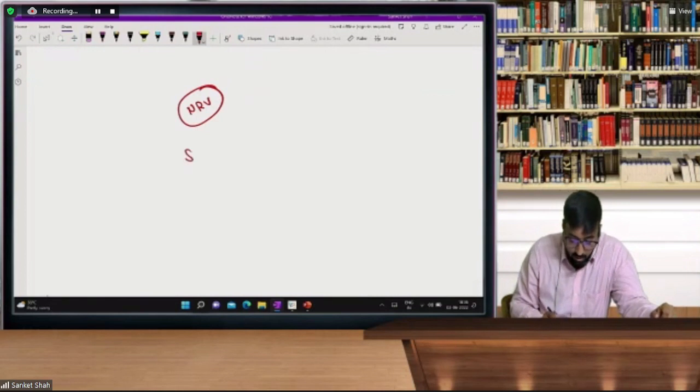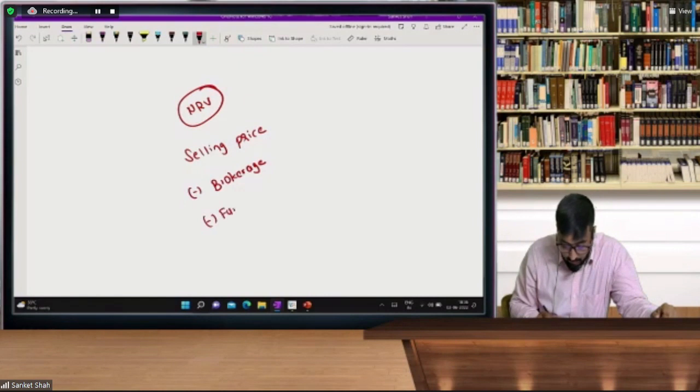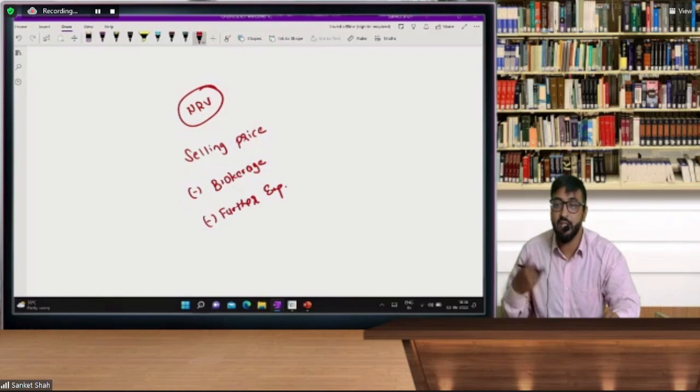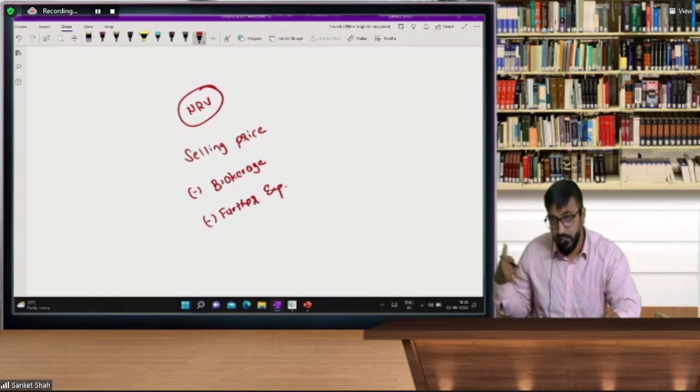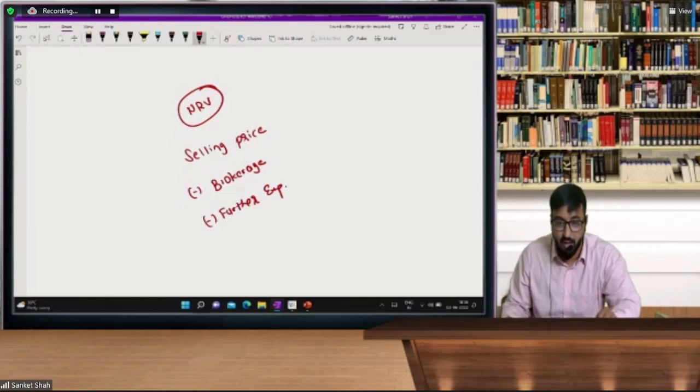What is the formula? Selling price, minus brokerage, minus further expenditure. If you are not taking a screenshot, you can see my lecture afterwards and you can pause there and take notes of that. The second technique is very simple: rewatch this session, take screenshots or pause and you can write it afterwards.